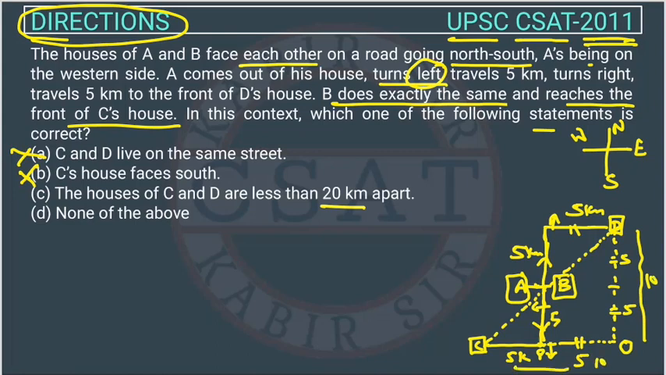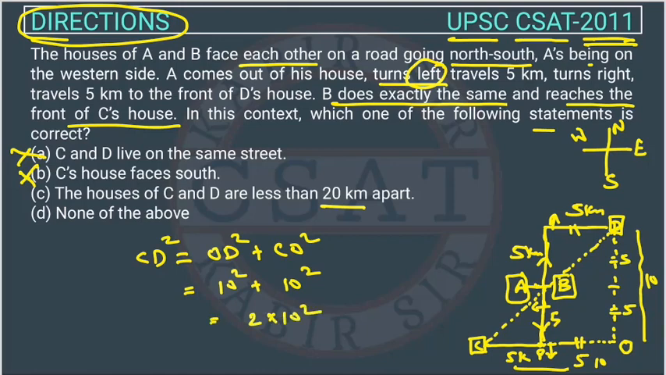Okay, so now for the CD distance we will use the Pythagoras theorem. CD square is equal to OD square plus CO square. OD is 10 square plus this is also 10 square, so it will become 2 into 10 square. Then CD we have to find out, so CD will become the square root of that, which comes out to 10 root 2. So the distance will be 10 square root 2. Square root 2 is how much? 1.44, so we will multiply it with 1.44.